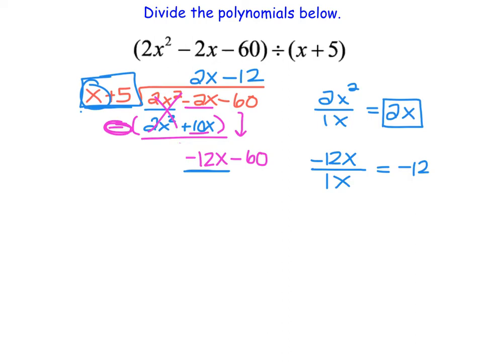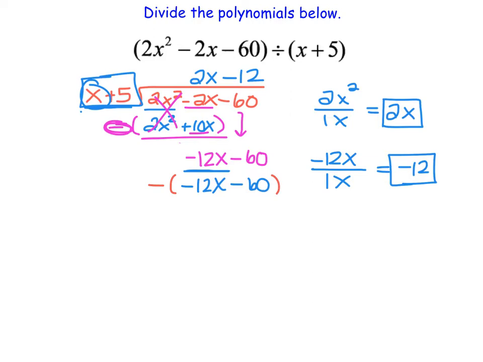So we multiply x by negative 12, which becomes a negative 12x. And then we multiply negative 12 times 5, which becomes a negative 60. So now we're going to repeat that subtraction process. We're going to take the polynomial in purple, and subtract from it the polynomial in blue. And this is where you do need to be really careful, as it can be pretty tricky.